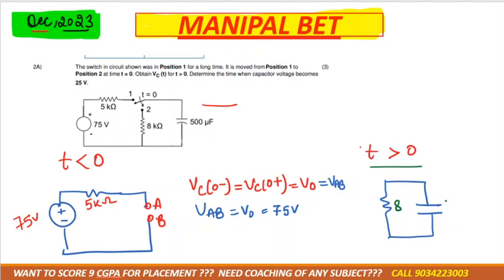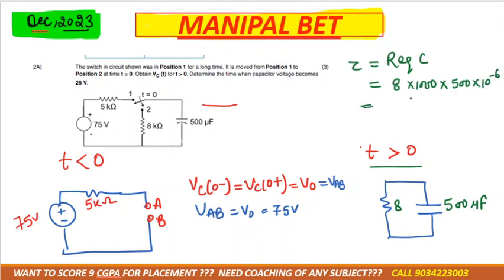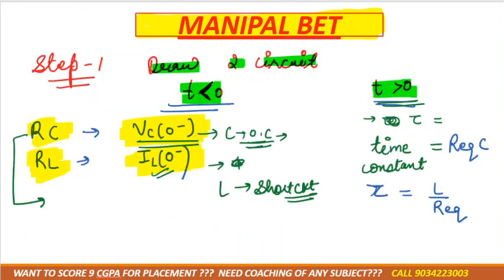Now at t greater than 0, calculate, as I told, the tau value. Tau is equal to R equivalent times C. That R is 5 kilo ohm, so I multiply by 500, 500 microfarad, with the minus 6 power, that would be 2.5 seconds, correct?